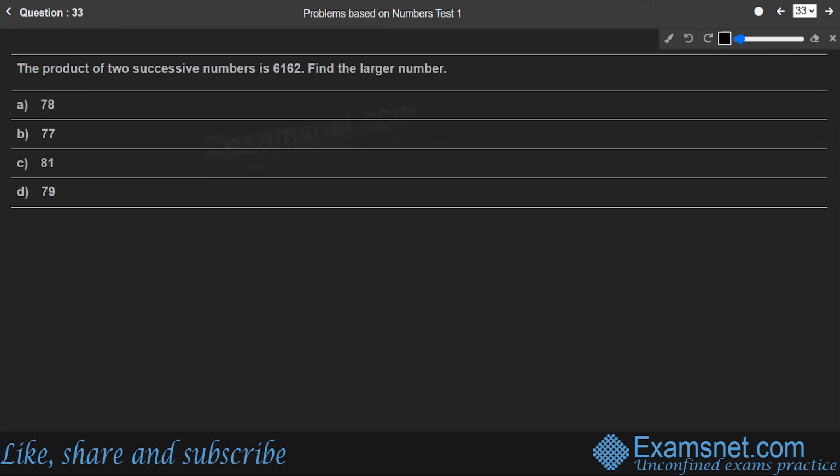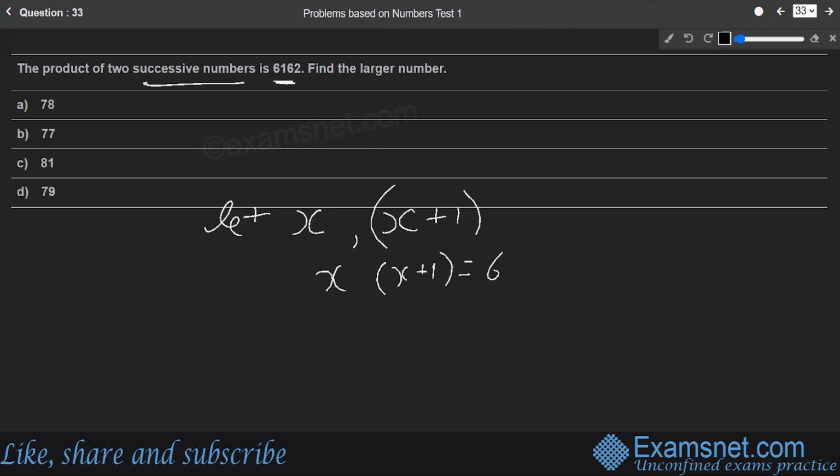Next, the product of two successive numbers is 6162. Find the larger number. In this case, we are supposed to assume that the first number is x, and he says successive numbers, so the successor of x should be x plus 1. These are the two successive numbers. He says the product of them is 6162. Let's do the product part. x into x plus 1 will give us 6162. Obviously, we can make an equation out of it. Let us multiply. This will be x square plus x minus 6162 is equal to 0. So this is the equation in front of us.